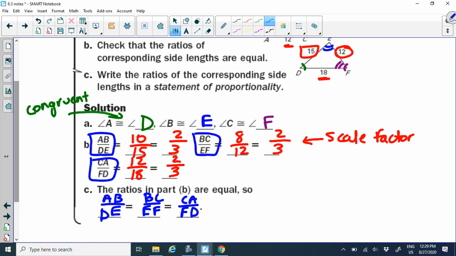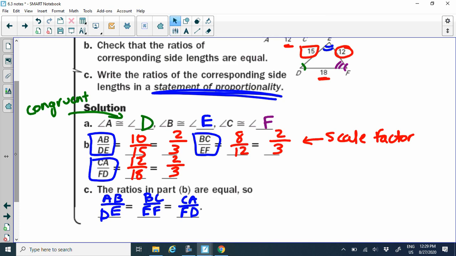Make sure you might want to underline this statement of proportionality because you're going to see that phrase in your homework and you want to make sure that you understand what that is. So definitely when you go to your homework, refer back to this example 1 part C when it talks about statement of proportionality. Okay, so this is going to be the end of our part 1 of 6.3. Make sure if you need to, watch part 2 of the 6.3 notes.